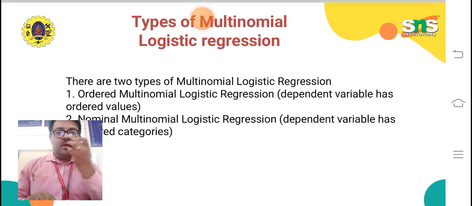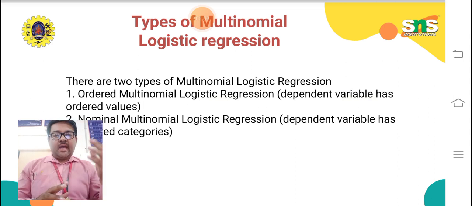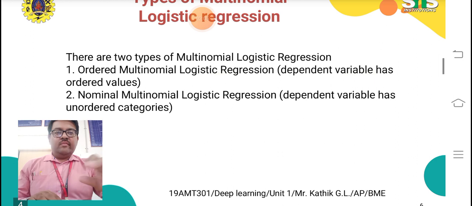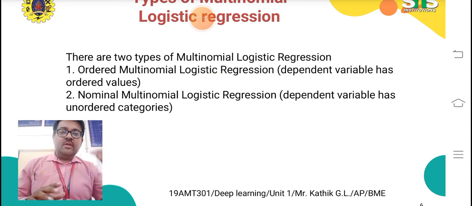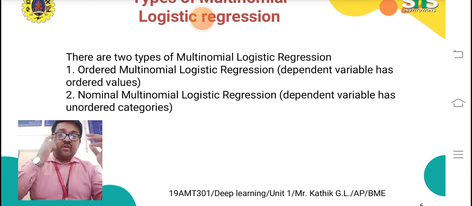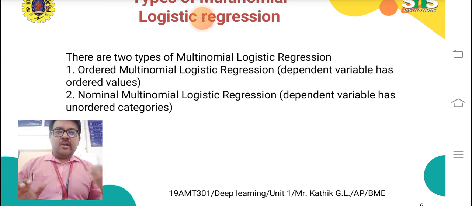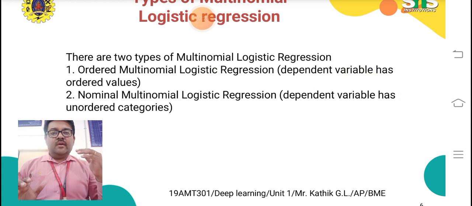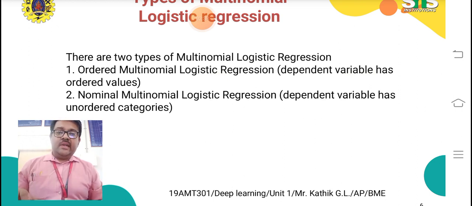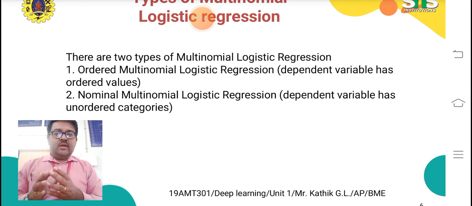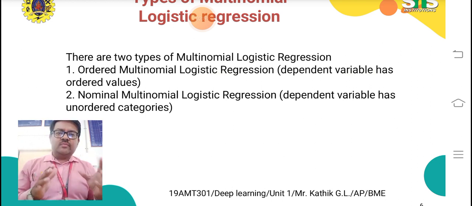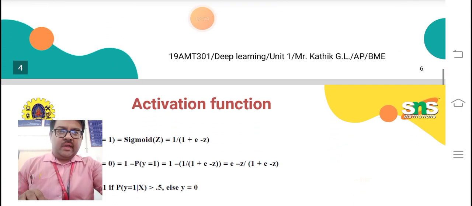And then what are the types of multinomial logistic regression? Multinomial logistic regression again has two categories. One is ordered multinomial logistic regression, where the dependent variable has ordered or sequential values, and nominal multinomial logistic regression, where the dependent variable has unordered categories. The categories are not in a sequence. For example, ordered multinomial logistic regression could have ordered values like cancer stage 1, 2, 3, 4, 5. It is in some order. But nominal multinomial logistic regression can be unordered. For example, detecting what type of heart disease it is, whether it is arrhythmia, bradycardia, tachycardia, or myocardial infarction, or whatever it is. So it is not in a particular order. That is an example for the nominal multinomial regression technique.